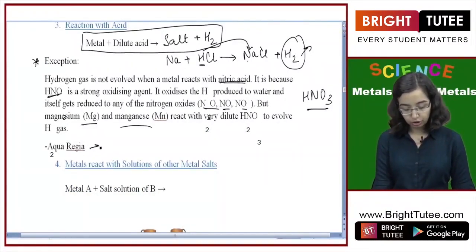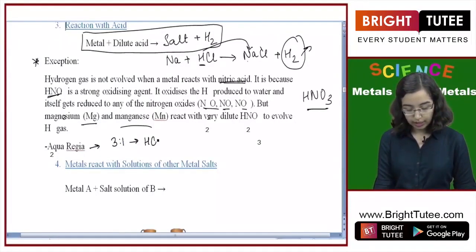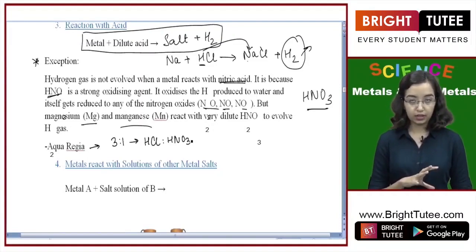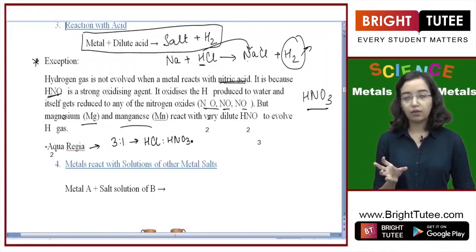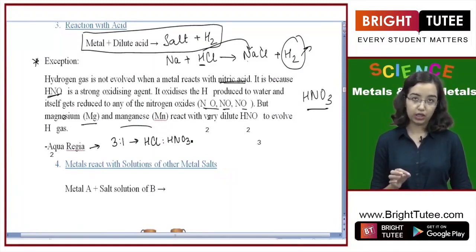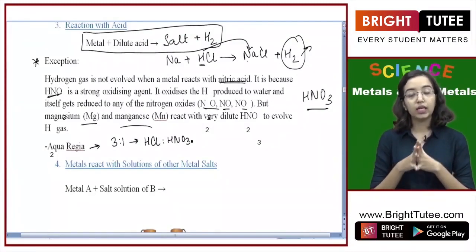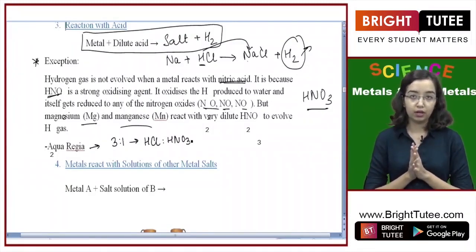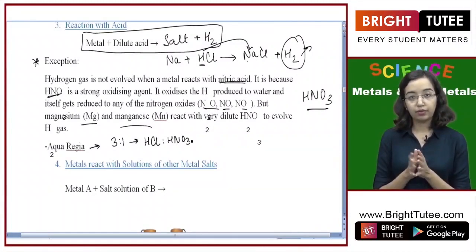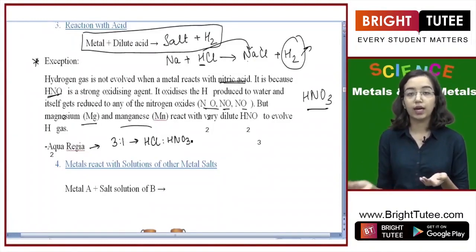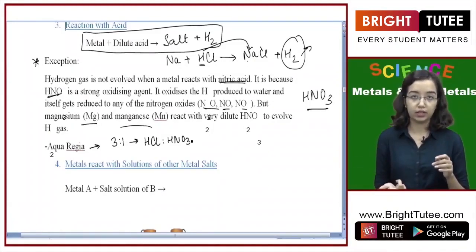It is actually just a mixture of 3 parts to 1 part of HCl to HNO3. So if we mix 3 parts of HCl and 1 part of HNO3, then the mixture is called aqua regia. This mixture is highly reactive. It is so reactive that it can even extract gold from its element. So if I put a gold jewelry in a mixture of aqua regia, I can notice that the weight has reduced because the gold will get dissolved in this aqua regia.